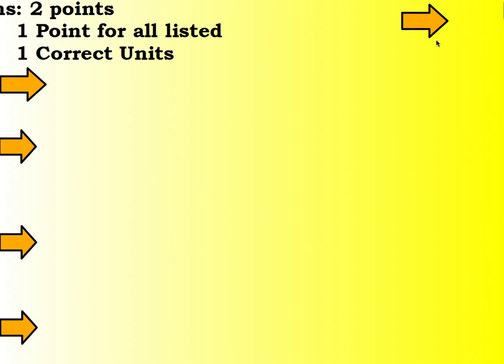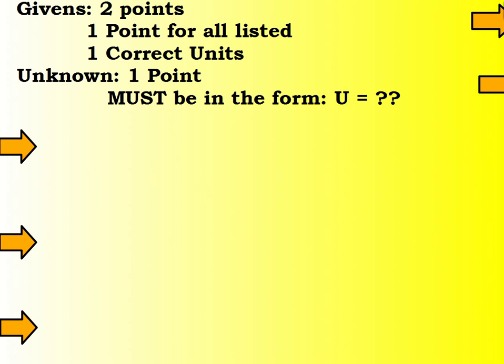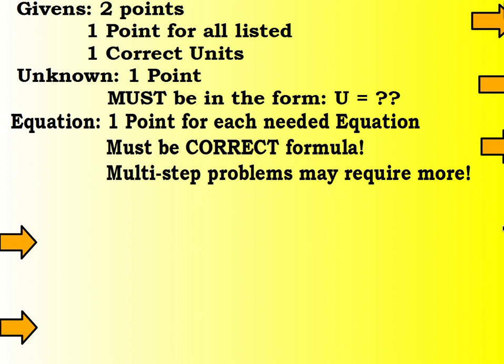Let's step through these one at a time. For givens, I give 2 points. 1 point for listing everything, and 1 point for the units. If they do not include the units, they don't get that point. 1 point for the unknown, and it has to be in the form, the unknown is equal to question mark, question mark. This reminds them that that's what they're looking for. For the equation, I give them a point for each needed equation. It has to be the correct formula, and of course, in a multi-step problem, they may require more equations.